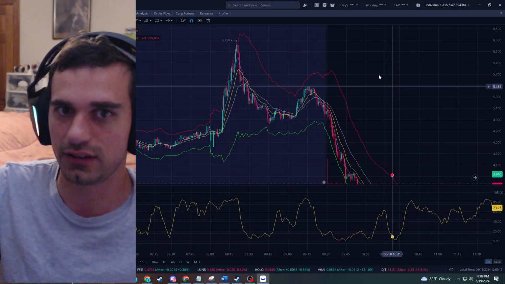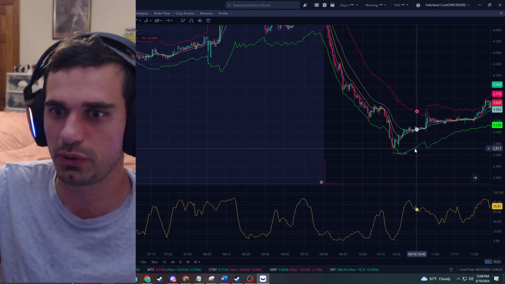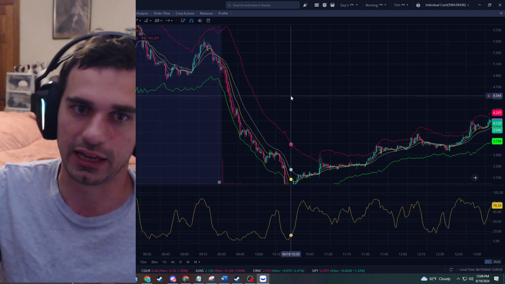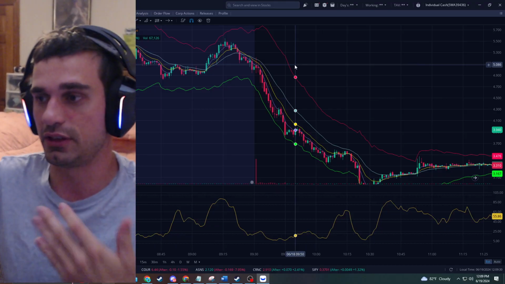I bet not a lot of people expected a rally all the way from $6 just to go all the way back down to 2.78. And I'm sure a lot of people got burned. But with this system, you can really catch the bounces.